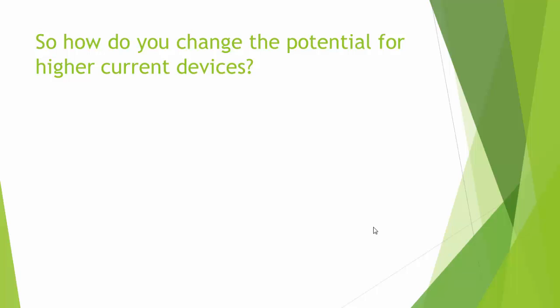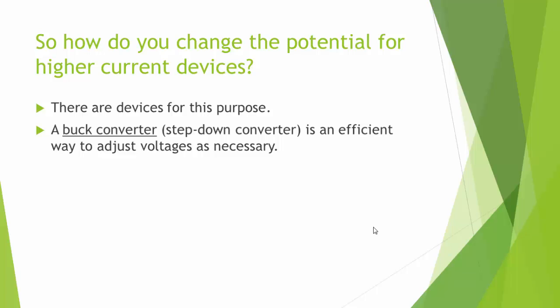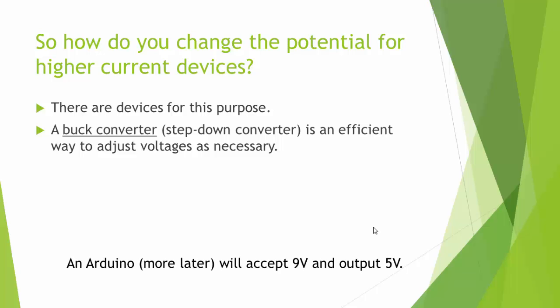Okay, so you might ask yourself, well, wait a sec, after all that, do we have to just put a whole bunch of different batteries on our robot? And the answer is no. There are devices for this purpose. For high current devices, we would use a step-down converter instead to take that high voltage and convert it to a lower voltage. Incidentally, an Arduino microprocessor will accept 9 volts but output 5 for us, and in an efficient manner with moderate levels of current.